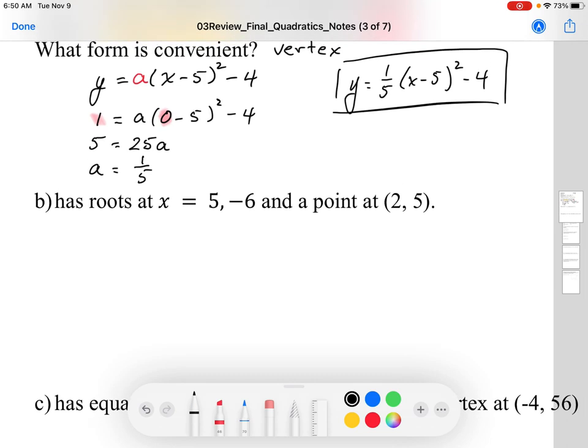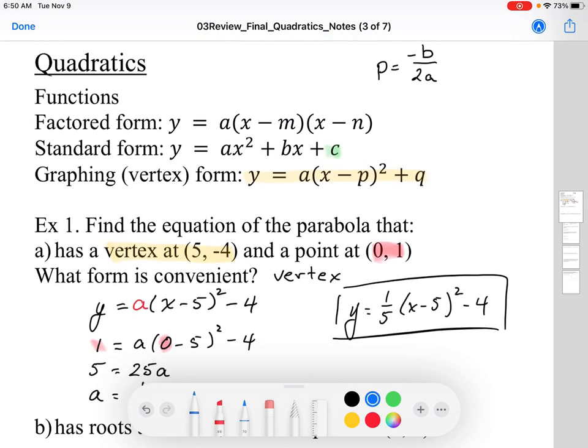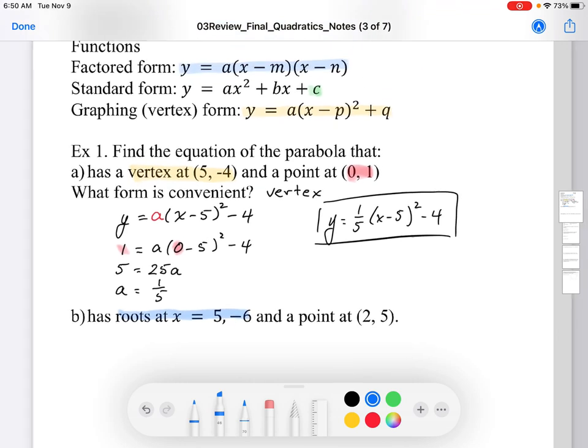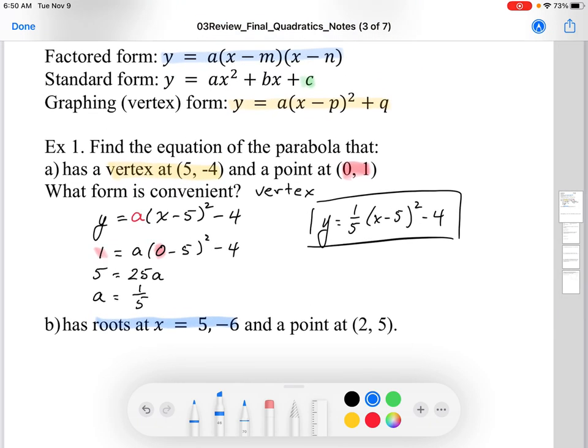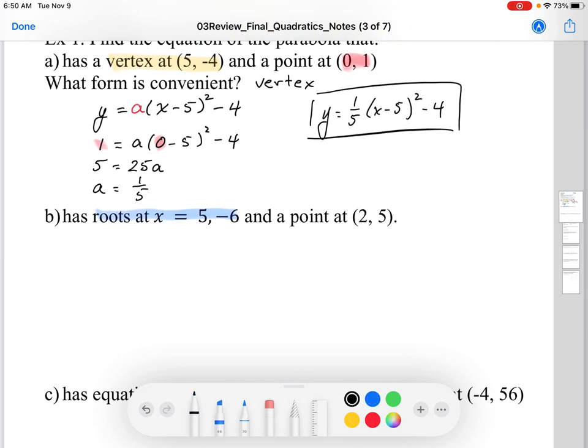This next question gives us roots. When we talk about roots, we're talking about the factored form. So we want the factored form for this equation. The factored form and roots go together, so I'm going to start by writing the factored form. y equals, again, do not forget the a. There's an a involved here. Times x minus 5, x plus 6.